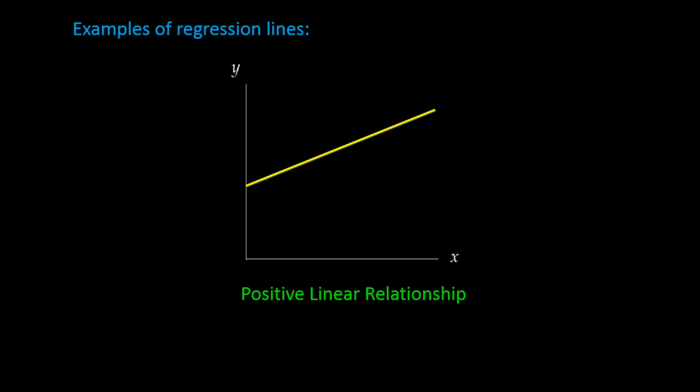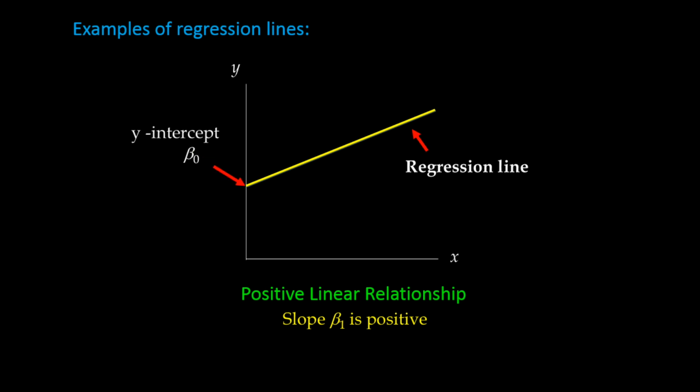This means that as x increases, so does y, so the line slopes upward, and therefore beta 1, the slope, will be a positive number. The line itself is called the regression line, or the line of regression, and the y-intercept, beta naught, is here, where the regression line hits the y-axis.